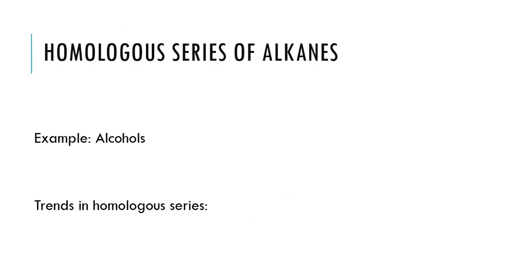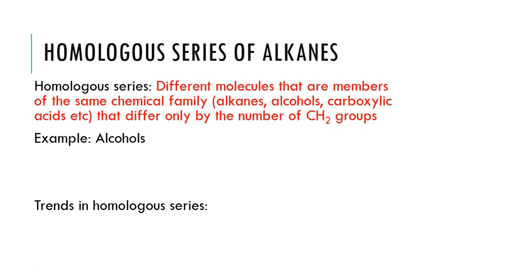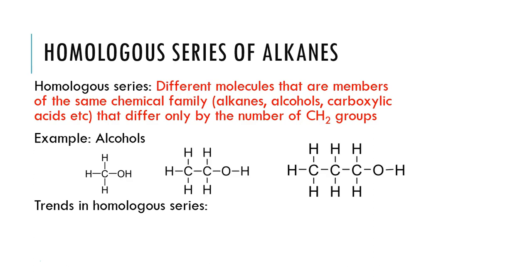Okay, homologous series of alkanes. All right, so a homologous series is any set of different molecules that are members of the same chemical family. So we could just be looking at alkanes, alcohols, or carboxylic acids that differ only by the number of CH2 groups. One example would be methane, ethane, propane, butane, as I said. We could also look at a homologous series of alcohols. So we have methanol, ethanol, and propanol.